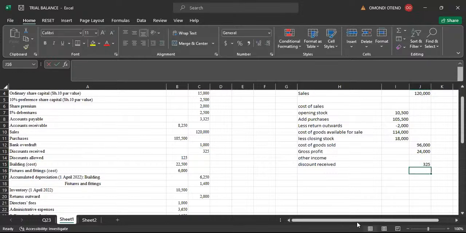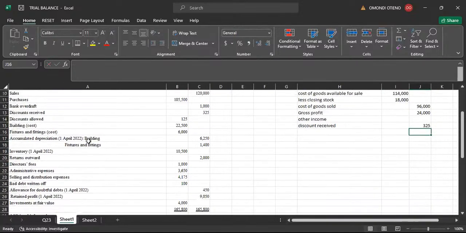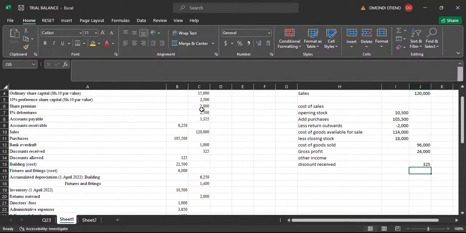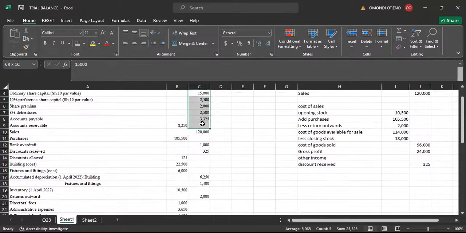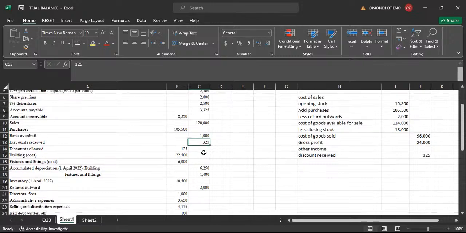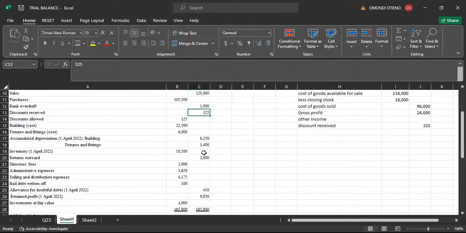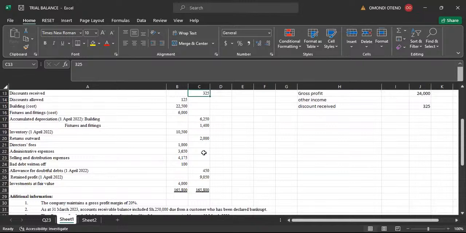You're able to see the 325. That is the discount received. Any other income that is here? It should be on the credit side. These ones here are capital or equities. Here we have a revenue item. Bank overdraft, that's a liability. Then discount received, I'm able to see just that one. Any other income item?